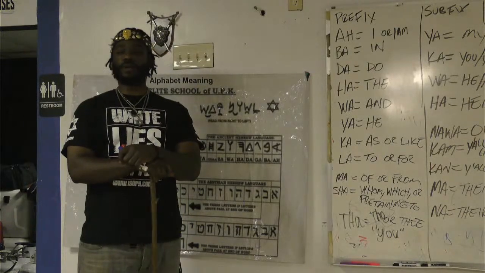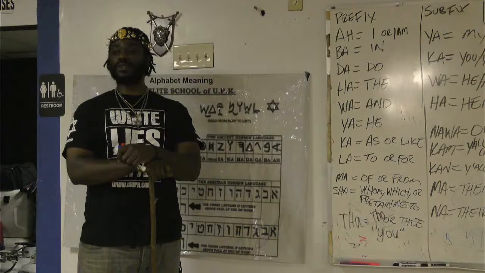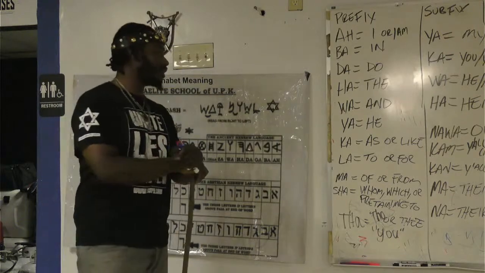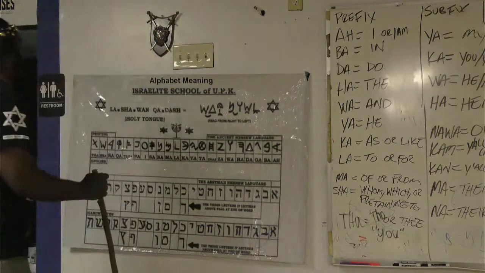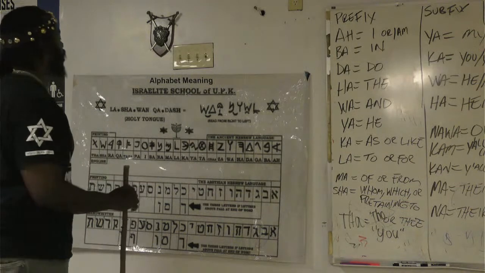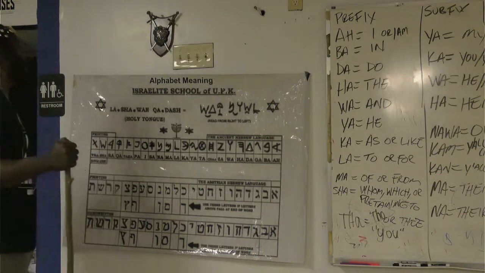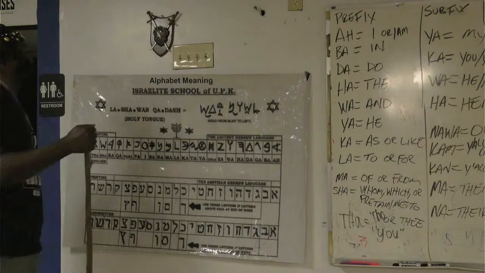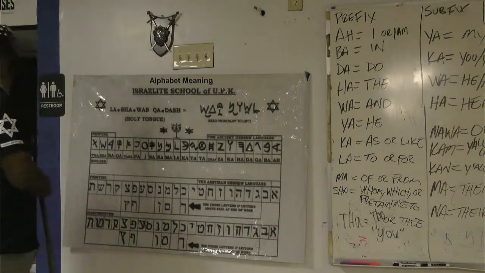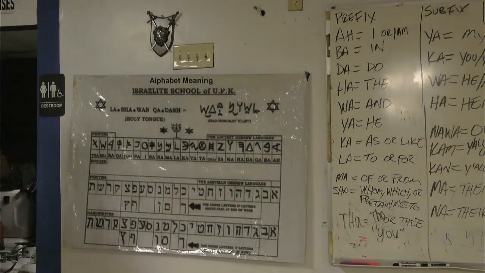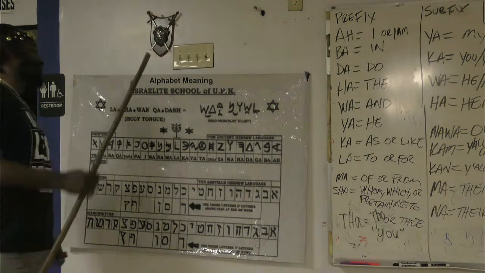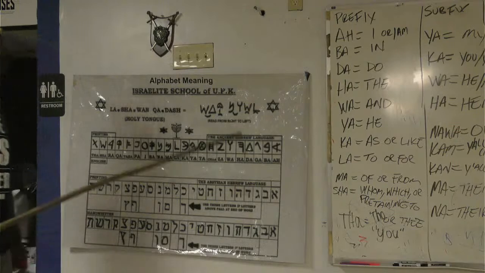Shalom. This is the Israelite School University of Practical Knowledge. Started out at 1 West 125th Street, Harlem, New York, under commanding General YAHANNA. It is Friday, the Lashawan Qadash class, where we get into our language. Lashawan is tongue. Qadash is holy or separate. We're going to start off this class like we do every class, reading the alphabet.